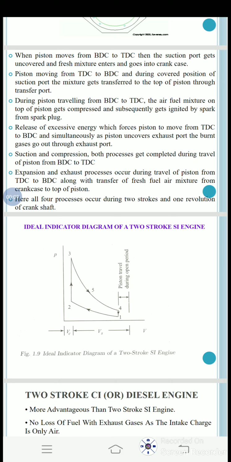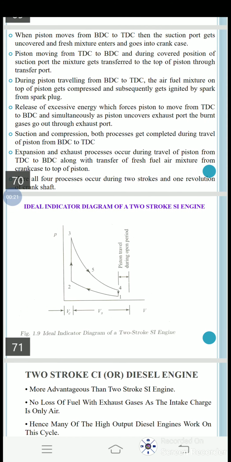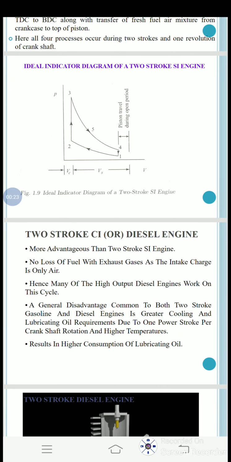Expansion and exhaust process occurs during the travel of piston from TDC to BDC along with the transfer of fresh air and fuel mixture from the crankcase to the top of the piston. Hence, all the four processes occur during 2 strokes and 1 revolution of the crankshaft.